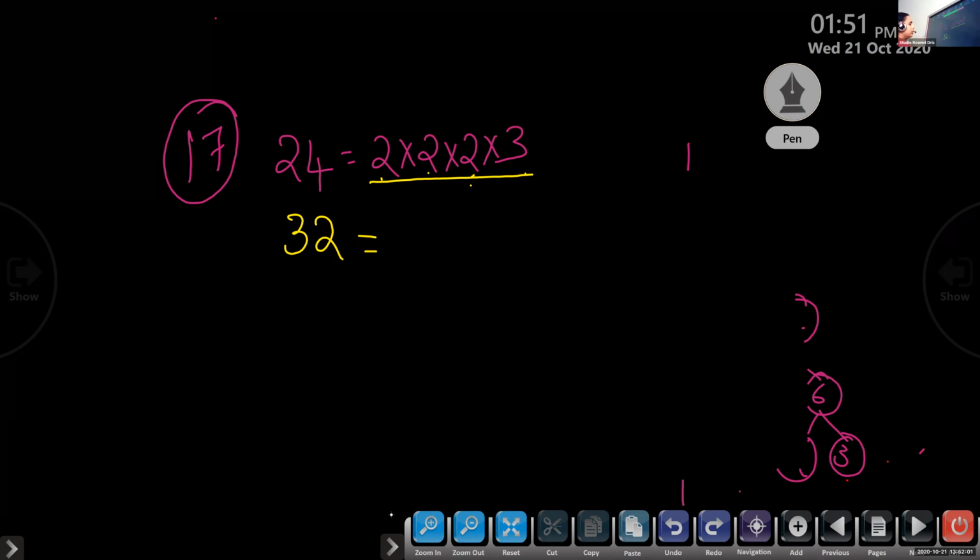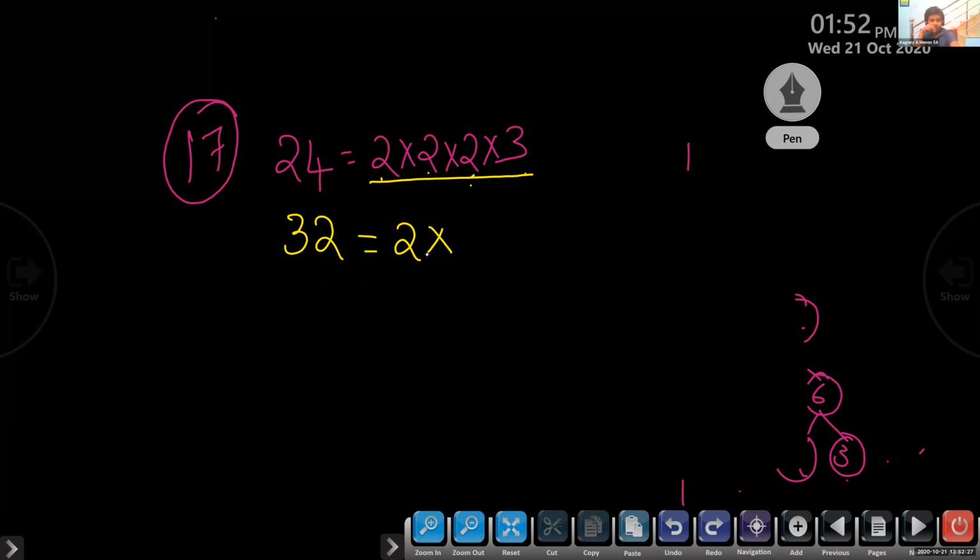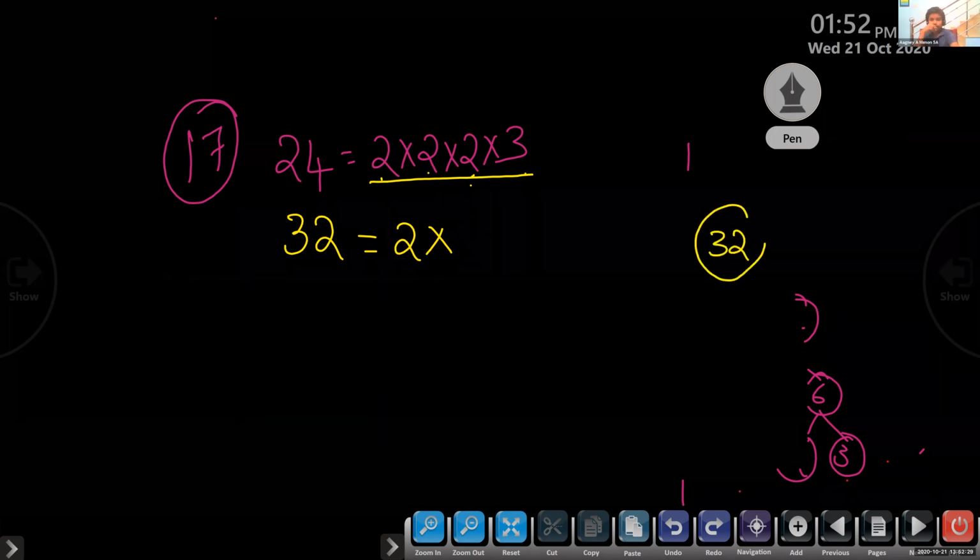Okay. Now, can you please tell me the prime factorization of 32? 2 into, which number? 2 into 16. I have done the factorization together, ma'am, I got the HCF only. So 32 is 2 into 16.